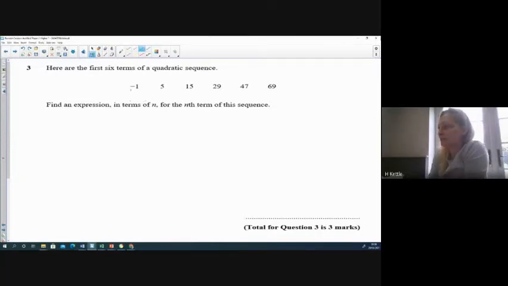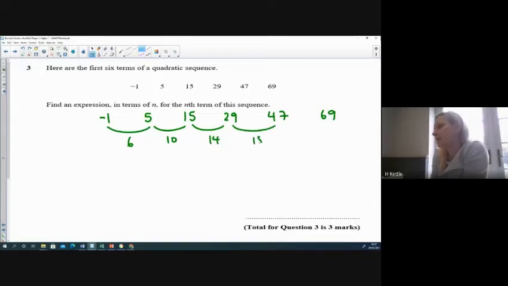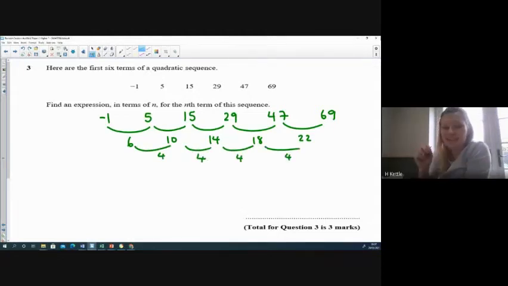So we're going to do the same thing again. Let me write out the sequence just a little bit bigger for you so you can see it. So this is 6 bigger, 10 bigger, 14 bigger, 18 bigger, and 22 bigger. And that has a difference of 4, 4, 4, and 4. If your second difference is not the same, you've done something wrong. Go back and check your maths because that number will always be the same. So we're going to half that number. And that tells me it's 2n squared this time, okay?